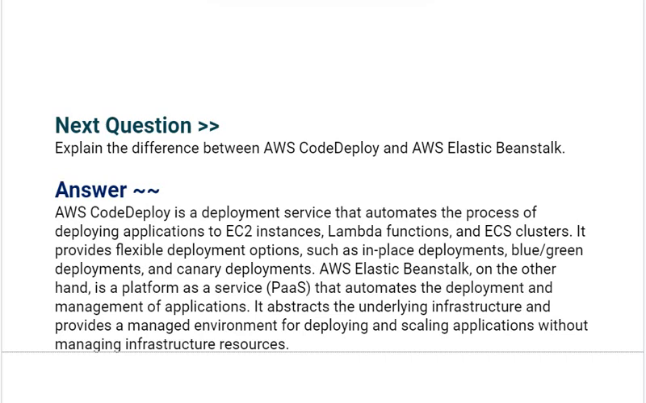AWS Elastic Beanstalk, on the other hand, is a platform as a service (PaaS) that automates the deployment and management of applications. It abstracts the underlying infrastructure and provides a managed environment for deploying and scaling applications without managing infrastructure resources.